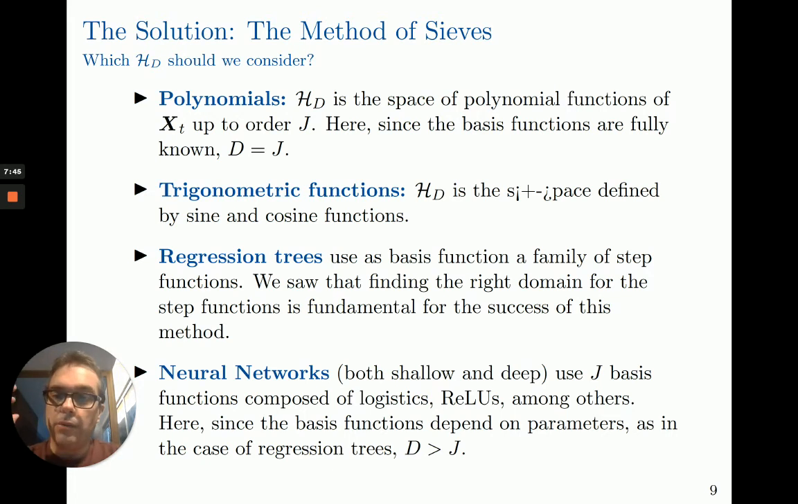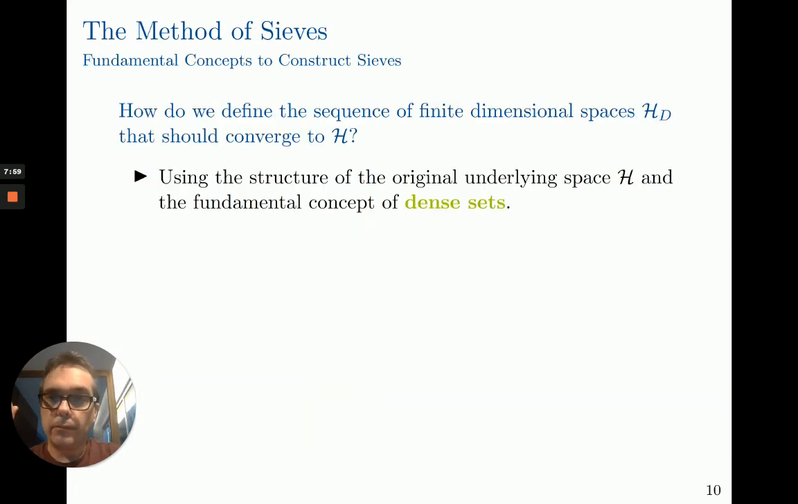So for the moment we are not discussing regression trees or neural networks. We are going to look at them a little bit later in the course, but let's look at polynomials and trigonometric functions. Okay, and how do we define the sequence of spaces h_d that should converge to h? How do we select that?